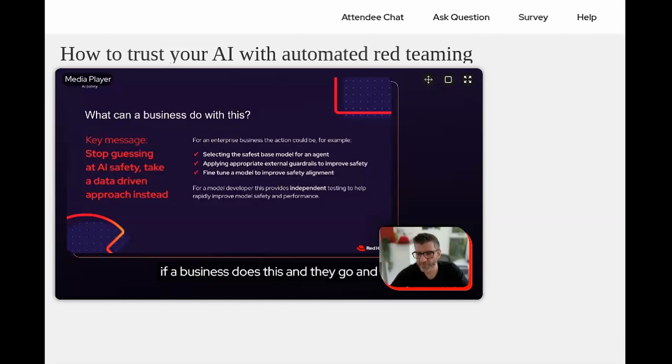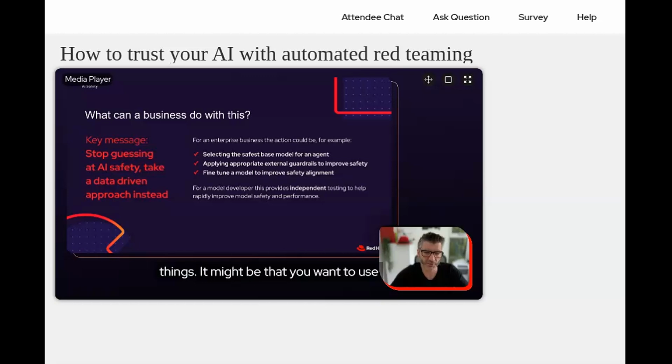So if a business does this and they run this red teaming and find out all of this, what can they actually do at that point? Well, the key point is now you're not guessing. You're not just throwing things at AI safety and hoping that they defend against problems. You're actually taking a data-driven approach. And that's important because you can do a few things.